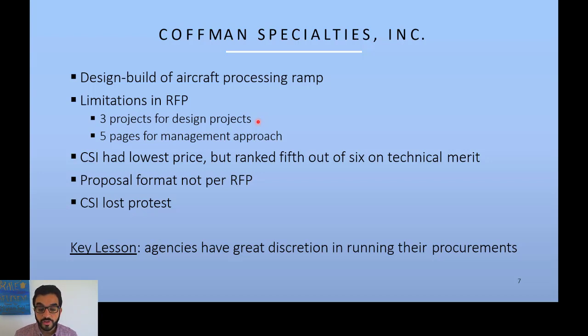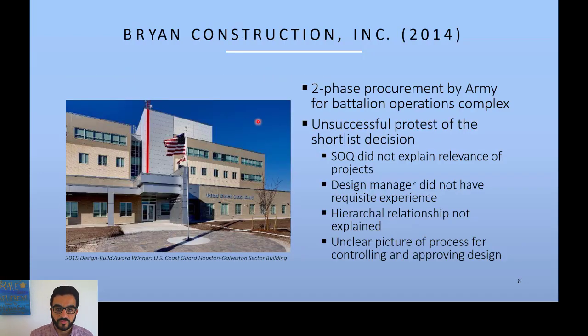So the key lesson here: agencies have great abilities and discretion on how they run their procurement, as long as they clearly say what the selection is based on. So it seems here that the price was a factor, but also technical merit was another factor.